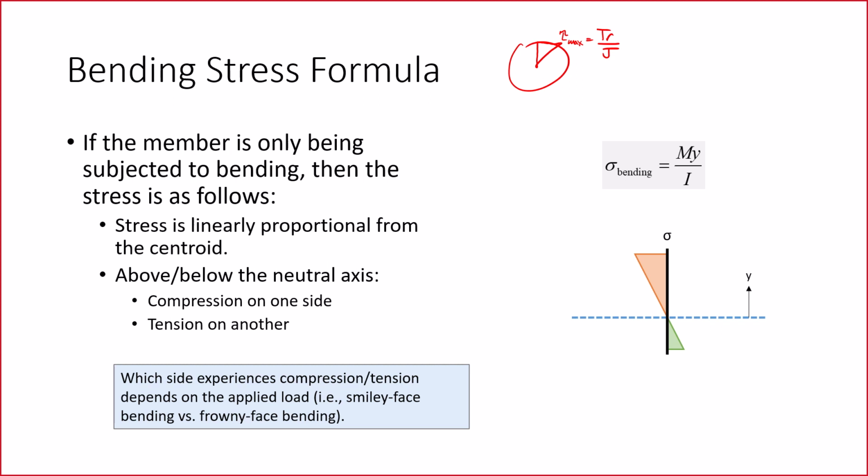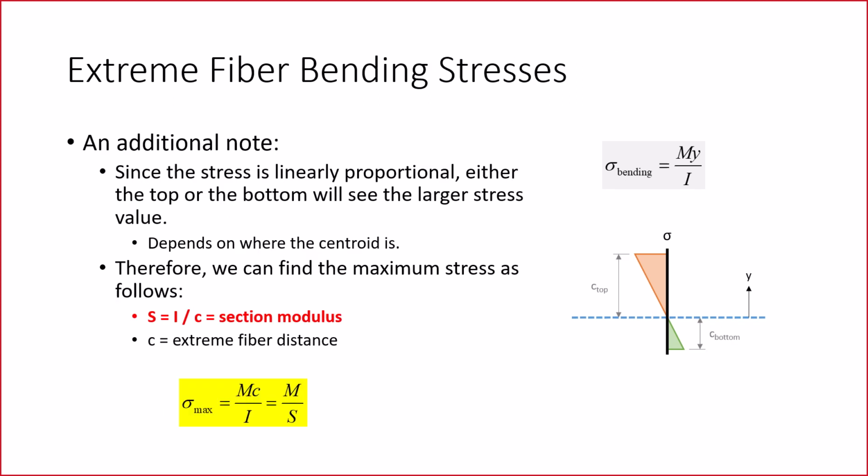Where are the maximum bending stresses, right? Either at the very top of the beam or the very bottom of the beam, depending on where the centroid is and where the bending is occurring, okay? Now, in engineering speak, we do not call that the tippy top or the way bottom. We have a name for that. We call those extreme fibers, okay? So extreme fiber bending stress is the stress at either the top or the bottom, okay?